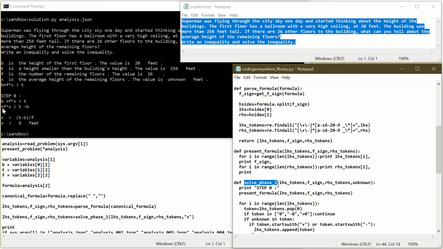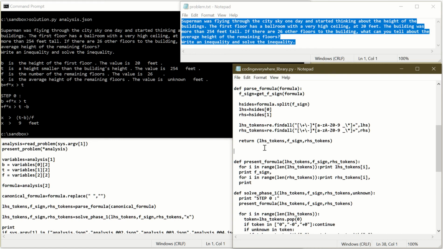There is a positive sign here at the beginning of the left hand side, but it should be f times x is larger than t minus b. I will create a function that will print the first token, taking into consideration the fact that there is a positive sign when the token is the first one in the list. Okay, so let's call this function printable token.